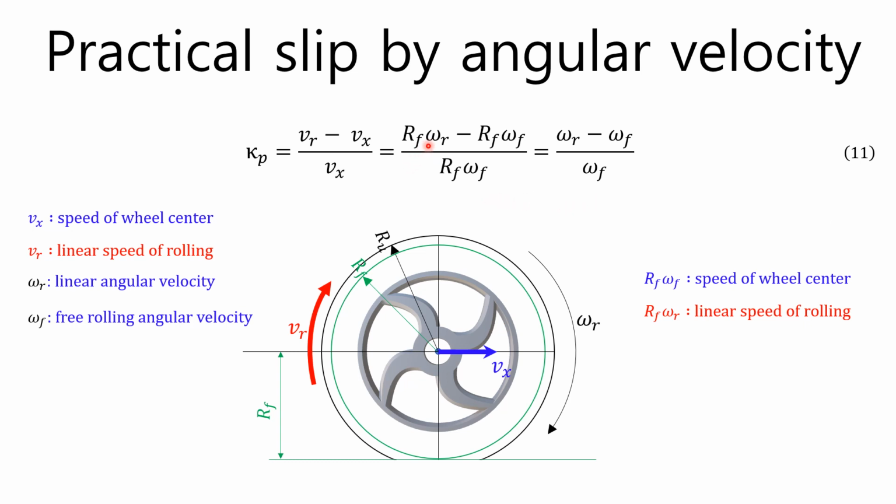Since Rf omega r of the linear speed of rolling Vr during braking is less than Rf omega f of the wheel center speed Vx, omega r during braking is smaller than omega f. In addition, since Rf omega r during traction is greater than Rf omega f, omega r during traction is greater than omega f. Therefore, longitudinal slip kappa can be expressed as in equation 11 and has a positive value during traction and negative value during braking.